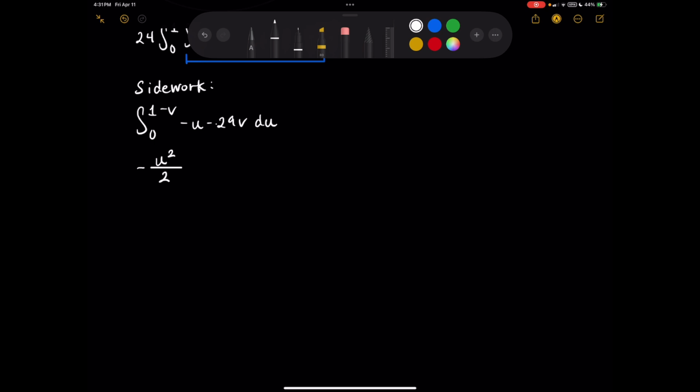And then we have this minus 29v. Well, that's just a constant. What's the integral of a constant with respect to a variable? You just add a variable. So 29v u, and we're going to evaluate this from 0 to 1 minus v. So let's go ahead and do that, right?